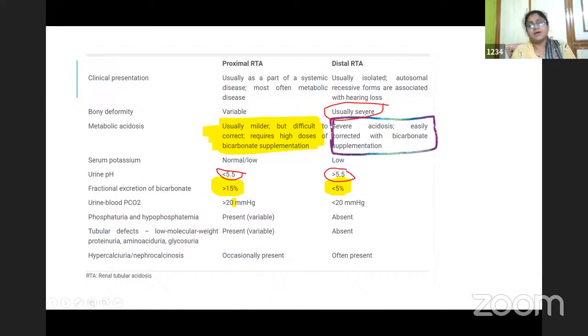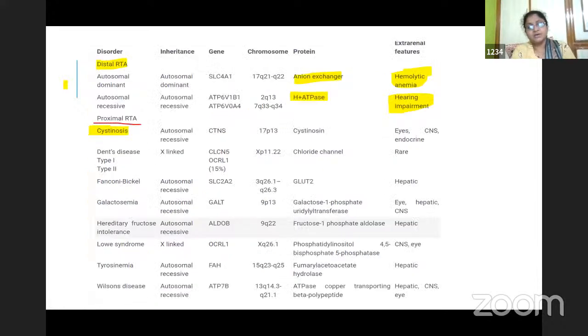And these are the causes, which are the hereditary causes. So I'm not going into detail of these causes, but most of the time distal RTAs are hereditary in children. The most common is autosomal recessive form, which is because of the defect in the H plus ATPase. H plus ATPase is common, followed by anion exchanger. And in proximal RTA, cystinosis is one of the common diseases, followed by Dent, Fanconi-Bickel, galactosemia, hereditary fructose intolerance, Lowe, tyrosinemia. Wilson's disease children can have both proximal and distal RTAs.